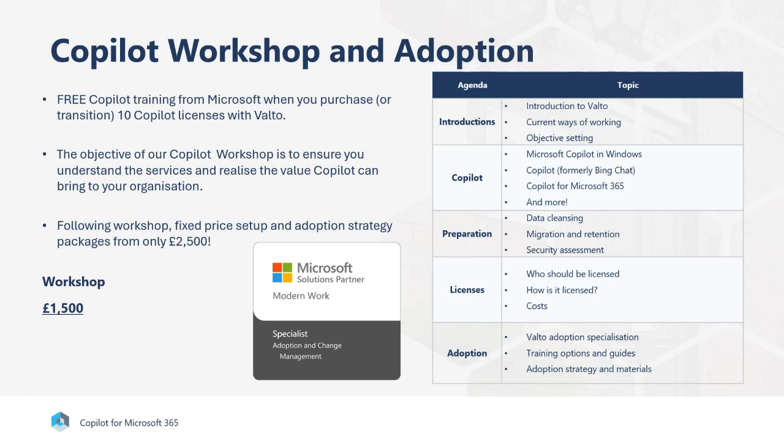Following a workshop, we've got things like fixed price setup and adoption strategy packages, starting from the price there. And then we've got an agenda of typical things that we go through in a Copilot and adoption workshop.